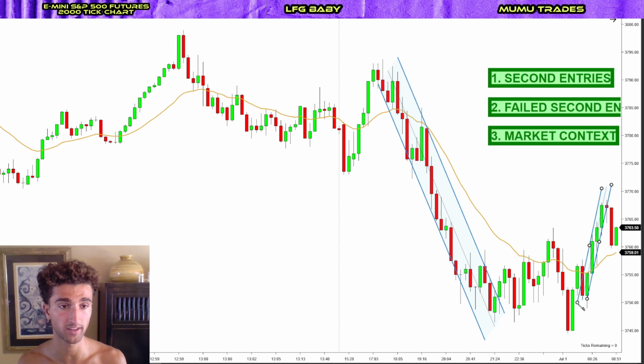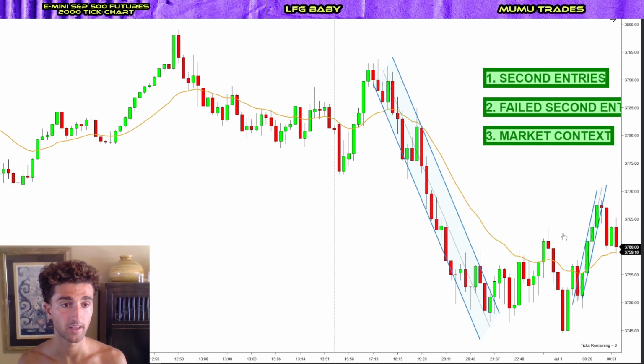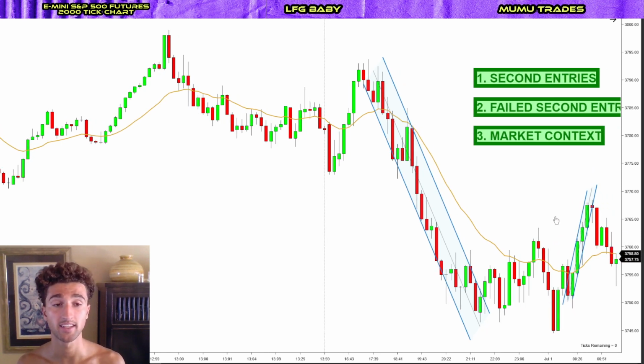Let's draw our short-term trend line. And we have another touch of the EMA. Here's the second entry short forming. If this fails with a nice signal bar, we want to take that trade.